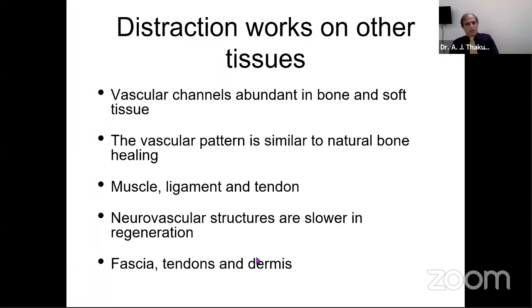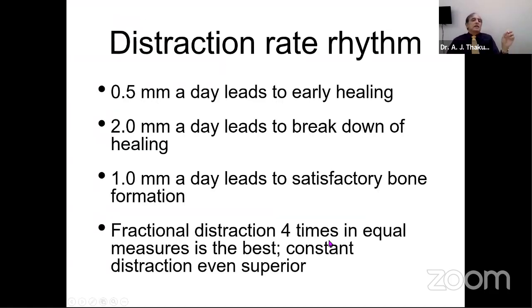Distraction works in all other tissues. Vascular channels are abundant, and bone tissue forms vascular patterns similar to natural bone healing. Muscles, ligaments, and tendons all get stretched along with this. Neurovascular structures are slow and more sensitive, so one has to be more careful. Similarly, fascia, tendons, and dermis, even the skin, can be stretched and expanded like that.